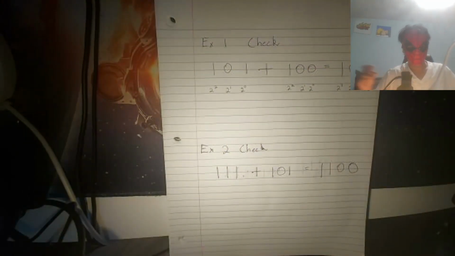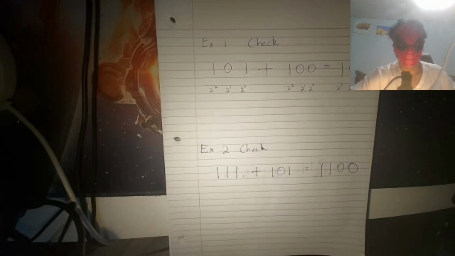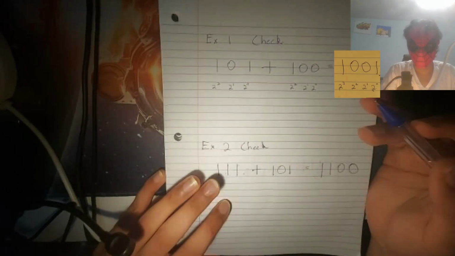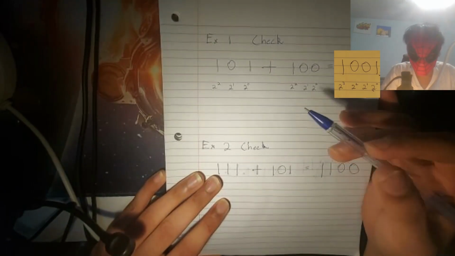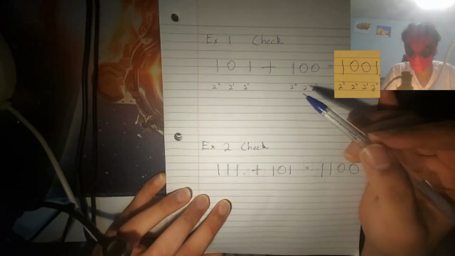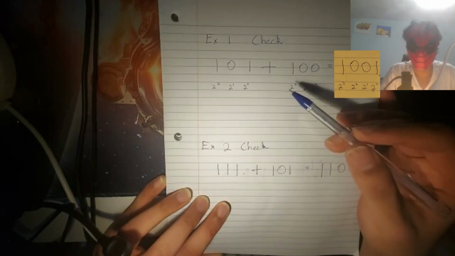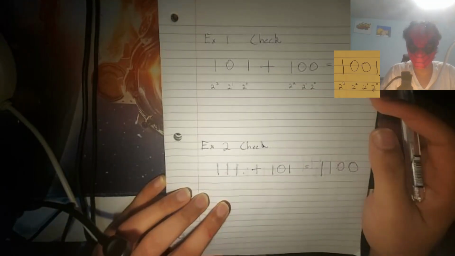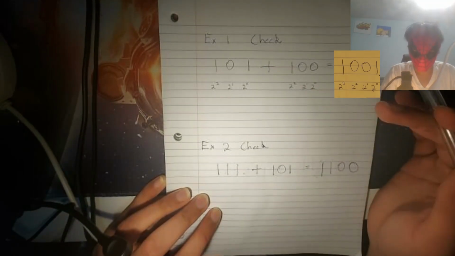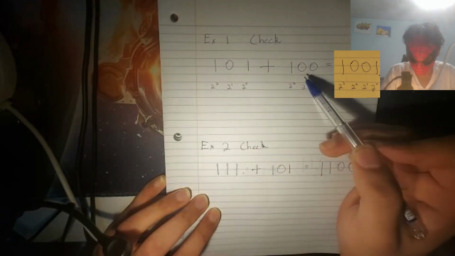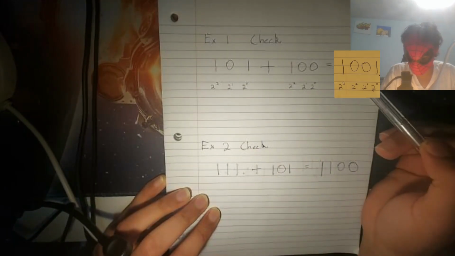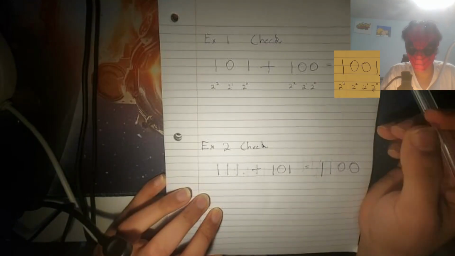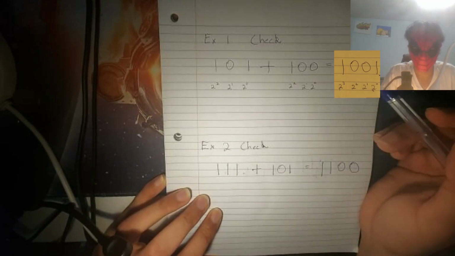Now let's go over how we can check the work. An easy way to check our answer is this. We know that each binary bit has a corresponding decimal value. As you progress left, the value of the binary bit increases by a factor of 2. We can use this information to check our answer. So for our first example, we got 101 plus 100 is equal to 1001. Let's convert each number to decimal and add them up to see if it matches the answer.